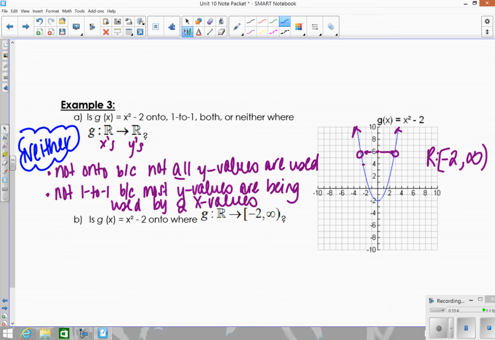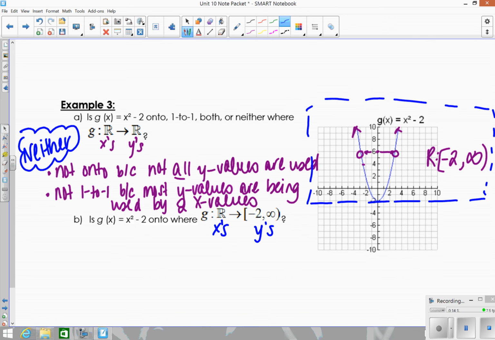So now the question asks, what happens if we take this function and only look at it from the real numbers to -2 to infinity? So now we restrict it: the x's are going to stay -infinity to positive infinity, but the y values that we're looking at are only going to be from -2 to infinity. Basically it's saying cut this bottom part of the graph off and now only focus on this section of the graph. If we only focus on this section of the graph, would this function be onto or one-to-one? Does it make any difference?